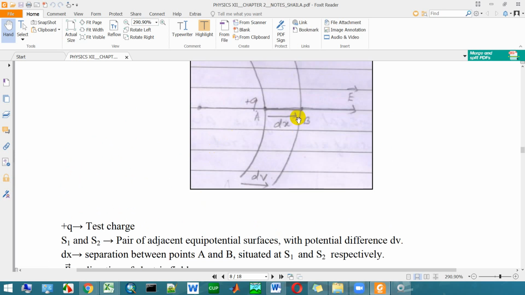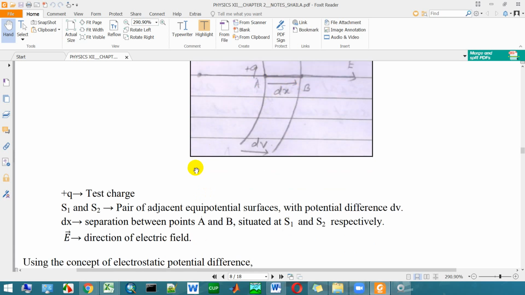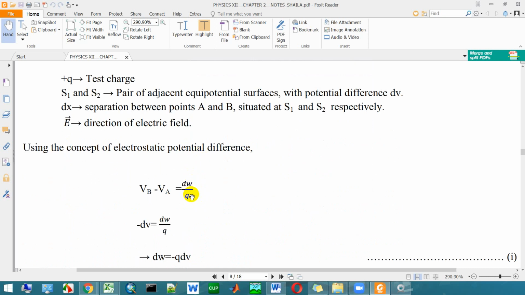Again, the concept of electrostatic potential difference is that VB minus VA is W by Q. Here, VB minus VA: we are going to carry charge from A to B. So B will be at higher potential and A at lower potential. So VB minus VA is W by Q.